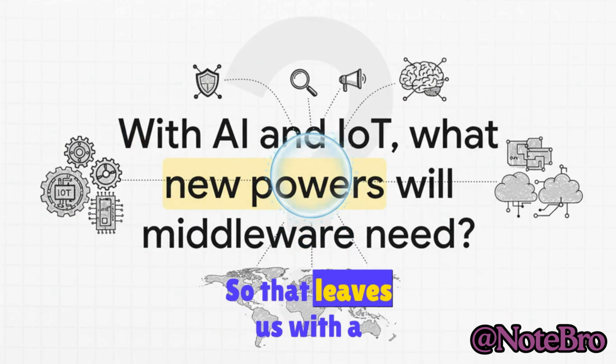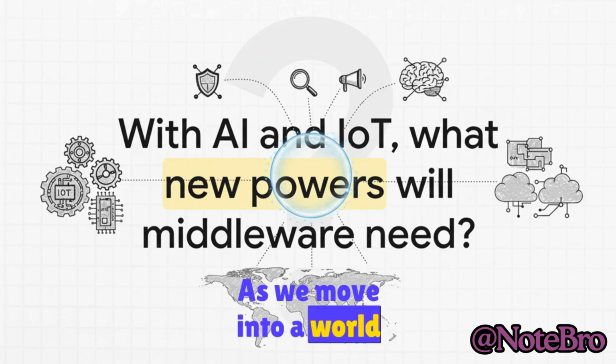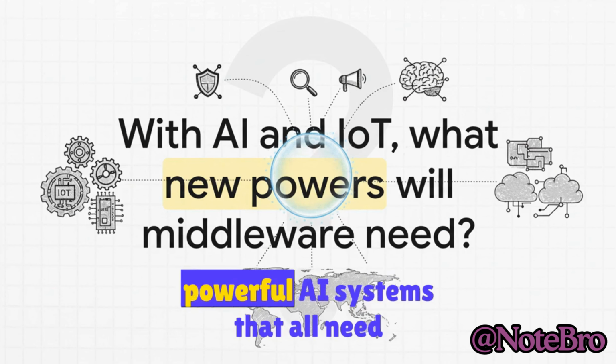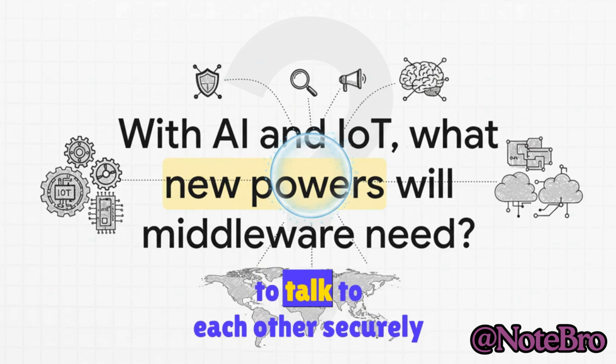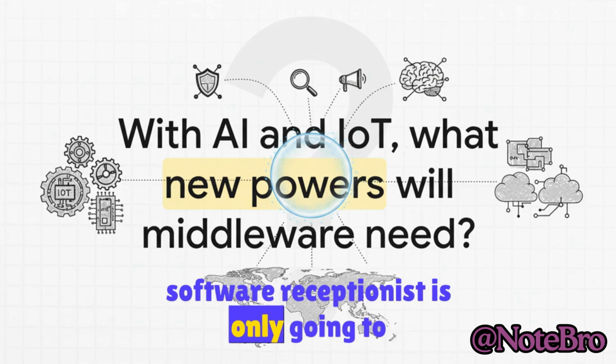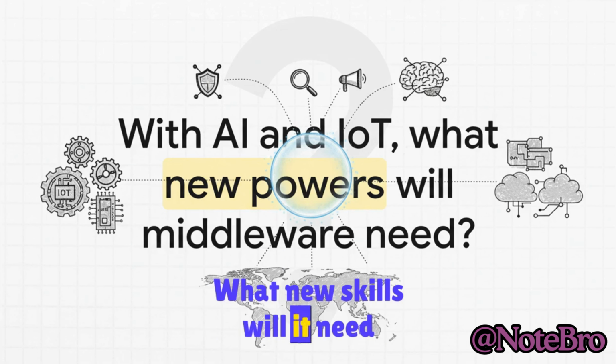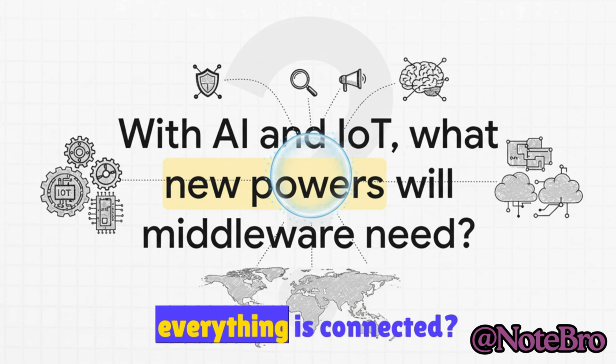So, that leaves us with a really fascinating question to think about. As we move into a world with billions of IoT devices and powerful AI systems that all need to talk to each other securely and efficiently, the job of our software receptionist is only going to get more complex and more critical. What new skills will it need to manage a world where literally everything is connected?